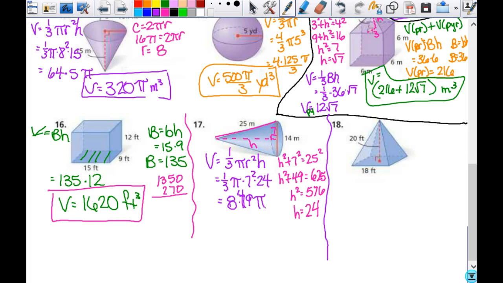392. Because you can do 8 times 50, right? Okay, and that would give you what? What's 8 times 50? 400. Okay, but you didn't want 50 of them. You only wanted 49 of them. So that 400 minus 8, that's where you get the 392 from. Bless you. 392 pi meters cubed.